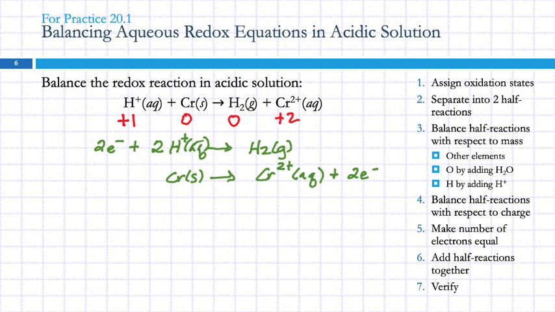The next step is make the number of electrons equal. Well, this is 2 electrons, and that is 2 electrons. It's already equal. So what's happening here is the chromium is losing 2 electrons. Those 2 electrons are being taken by the hydrogen ions to make H2. The electrons are not going to show up in the overall reaction, but we have to think about them when we're balancing it. So I've got my electrons equal, and now I'm going to add the 2 equations together.